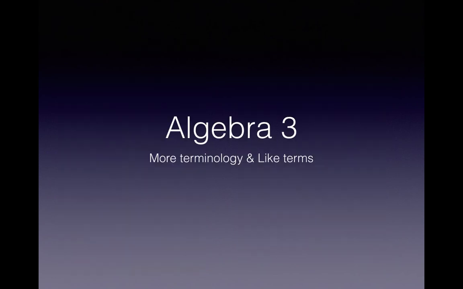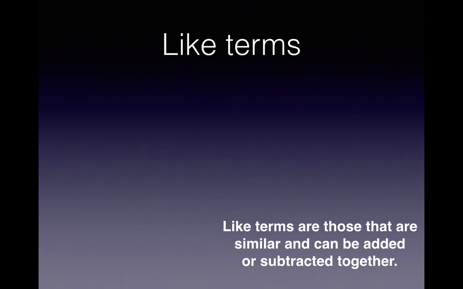All right. Algebra 3. So we need to deal with more terminology, and we need to deal with like terms. Now we use like terms because we need to put those together when we're adding and subtracting in algebra. So down the bottom right hand corner, like terms can be added or subtracted together. So let's have a look at this.